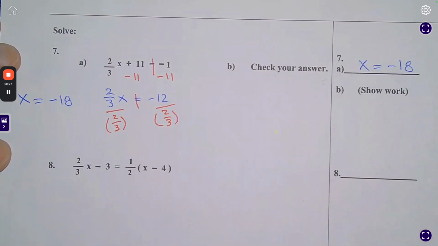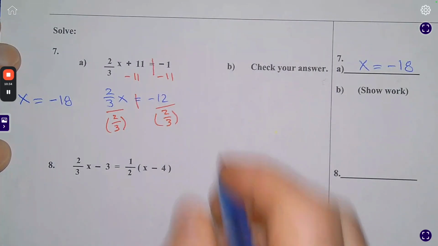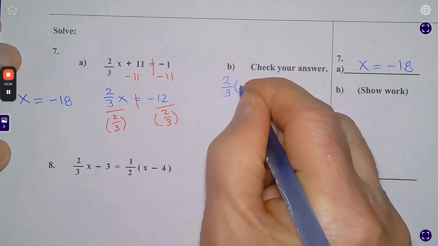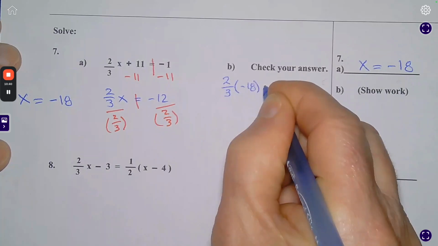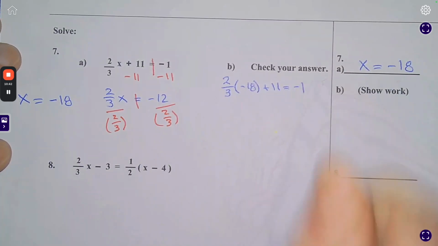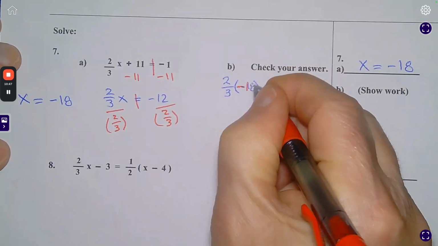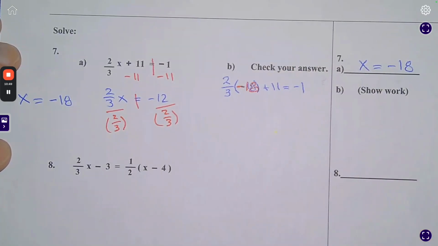Right there. Okay, now I'm going to check my answer that I just got. So I'm going to go to the original equation, and where I see an x, I'm going to replace it with negative 18. Oh, I wish I would have done that in red. I like to show you what I do. So I'm going to come back in and put that in red so you can see that that's what I substituted in, that negative 18.